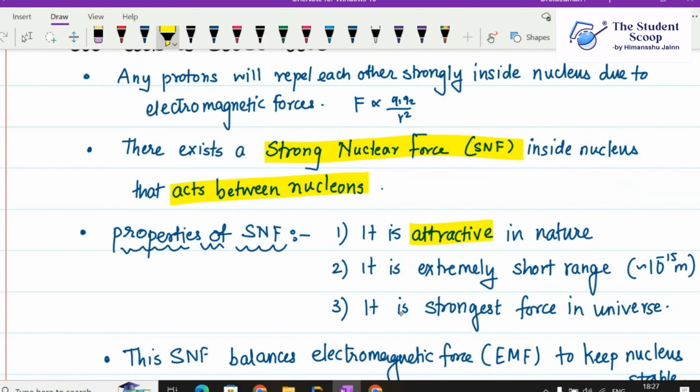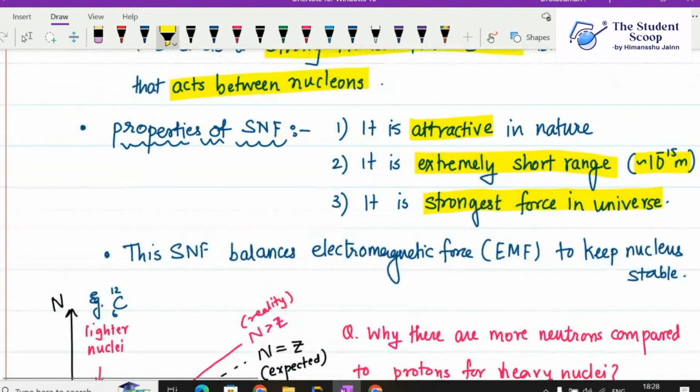It is extremely short range. That's the reason why it can't exist outside a nucleus, because its range is only 10 raised to minus 15, which is probably the size of the nucleus. That's why we only see the effect of this force when a nucleus breaks or is formed. It is the strongest force of the universe. In that particular range, 10 raised to minus 15, the strong nuclear force is highly dominant, and it balances the electromagnetic repulsive force, which keeps a nucleus stable.